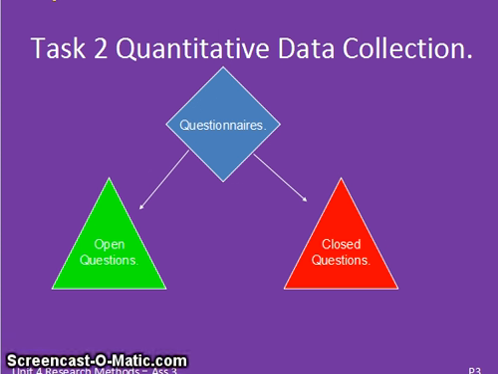Task 2, quantitative data collection. This is, for example, a questionnaire. There are two types of questions in a questionnaire, open and closed questions. Open questions are more in-depth questions and allow the participant to express themselves and show more thoughts and feelings, and it tends to be long answer questions, whereas closed questions are more like yes or no answers, so male or female. Tends to gain short answer questions and specific responses to the questions, and not very in-depth or informative.